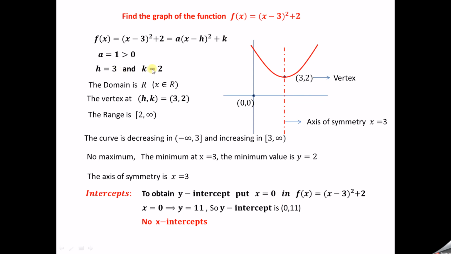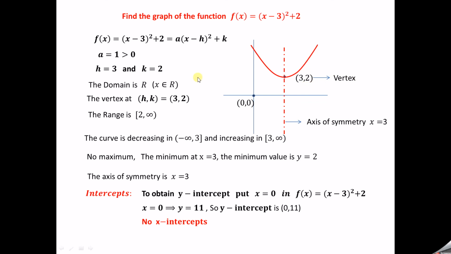So we got (h, k), which is the vertex, and a is 1, which is greater than 0. Therefore the parabola opens upwards, because a is positive, greater than 0, and the vertex (h, k) is at (3, 2). So from this information you can write all the other points. What is important is to find the vertex, and thereafter whether it is upwards or downwards. Here it is upwards since a is positive and the vertex is at (3, 2).